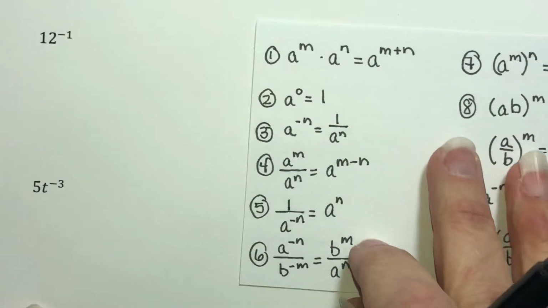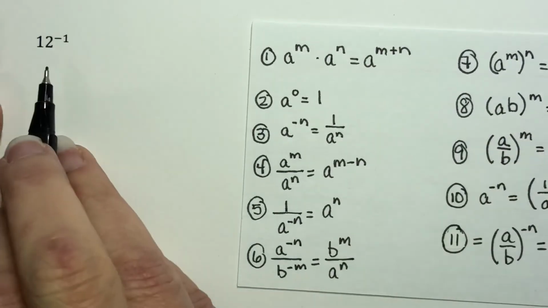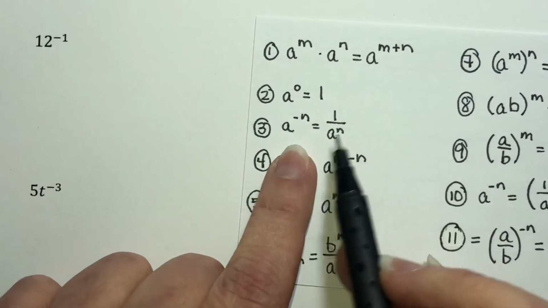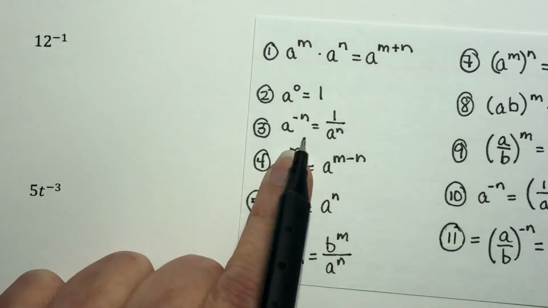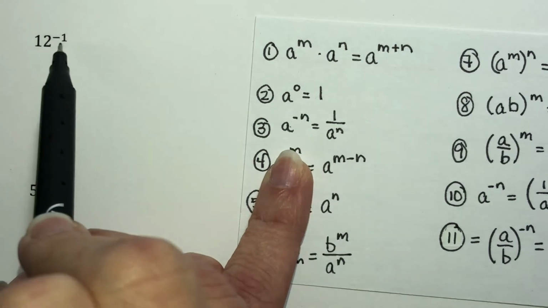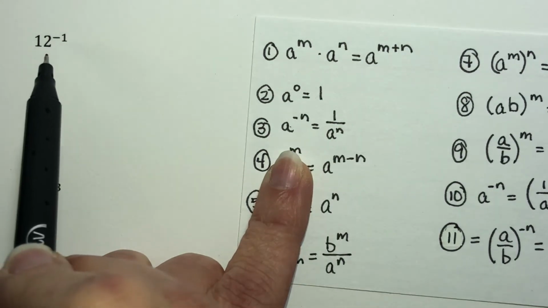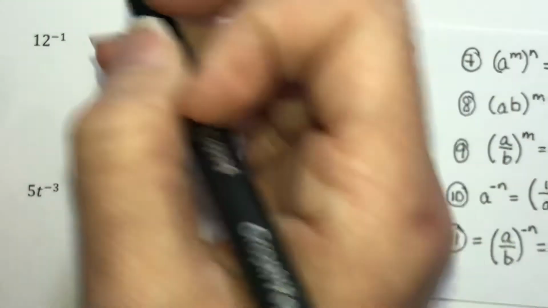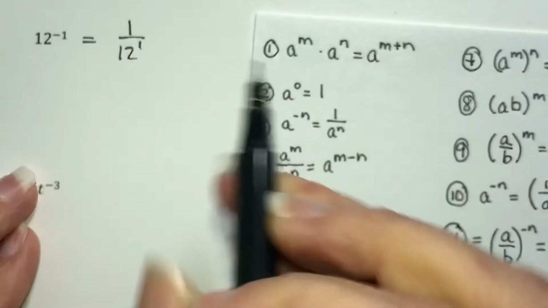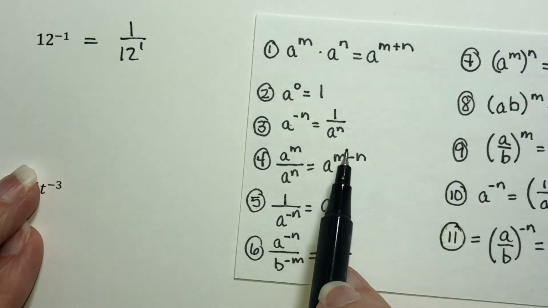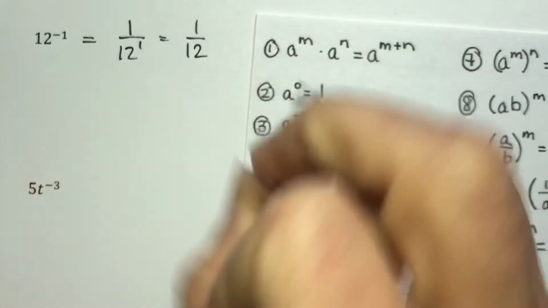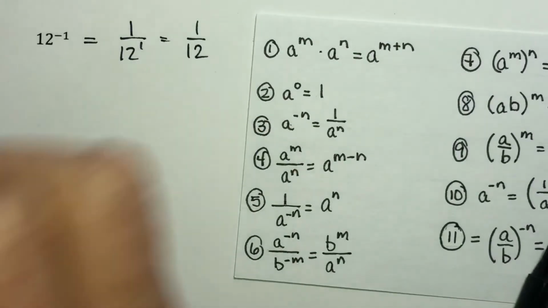Okay, so let's simplify 12 to the -1 power. Where do I deal with negative powers? The first place I deal with them is right here. I have 12 raised to the -1 power. So my n is 1 and a is 12. This, by property number 3, is 1 over 12 to the first power, because your exponent becomes positive when you move it down to the bottom. And we don't normally write the first power. So your answer will be 1/12, and that uses property number 3.